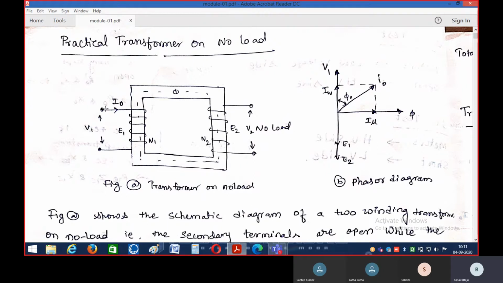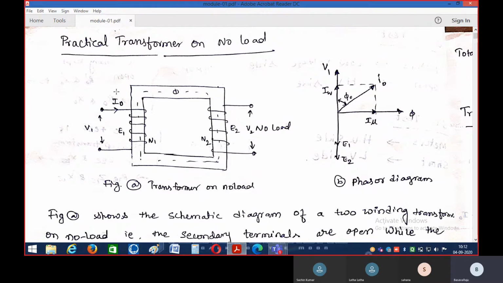Okay. And as it is, the primary winding is connected with the supply voltage, the input supply voltage, which is called V1. So here V1 represents the input supply voltage which we are applying across the primary winding of the practical transformer. Okay. So whenever you apply the V1 voltage to the primary winding, it causes some current to flow through the primary winding, and this current is called I naught.